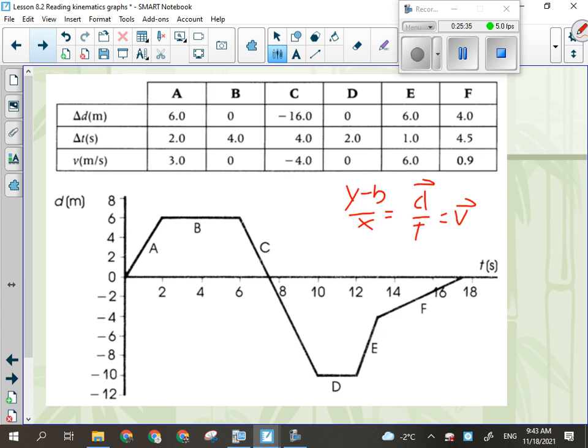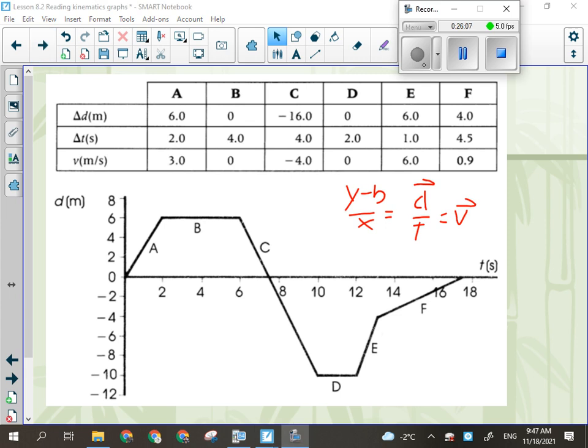All right, a couple calculations I want you to do from this graph. I want you to calculate the total displacement over the entire trip. You should be done already. Right. Okay, between 0 and 18 seconds, it comes back to 0, right? Okay, that one was easy. Now, calculate the total distance traveled. I'll give you a couple minutes on that one.